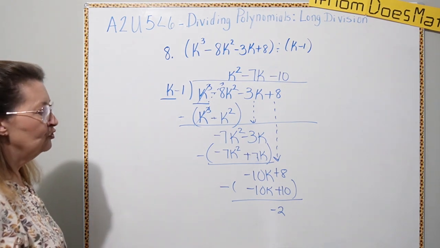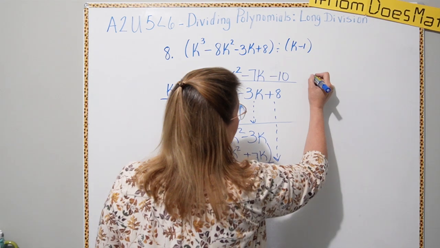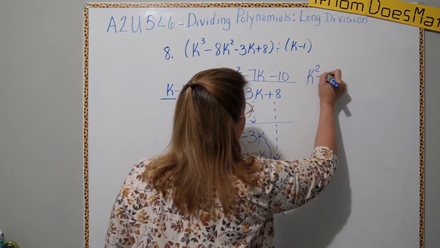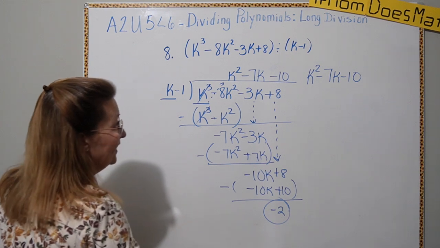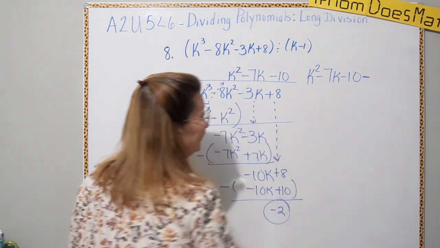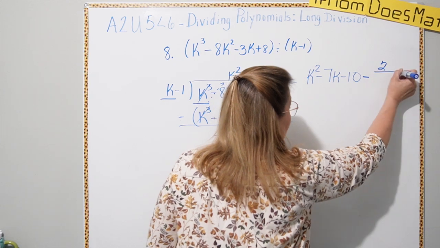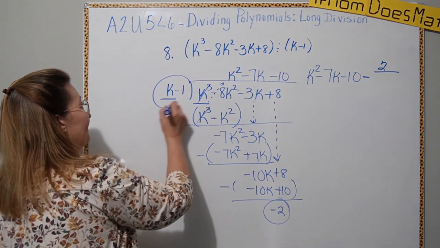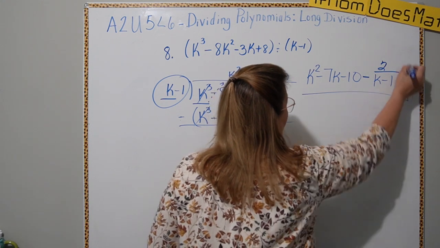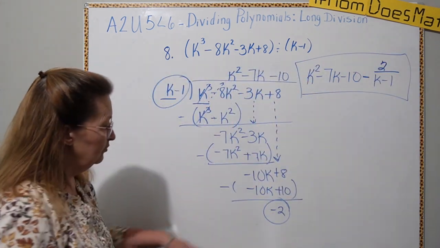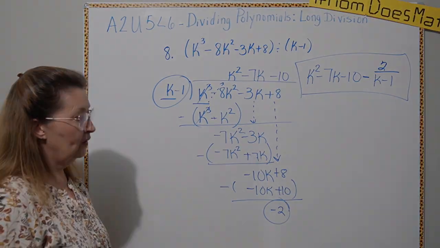So this is how you write your remainder. I'm going to come over here to the side. We're going to have all this for our final answer. K to the second minus 7k minus 10. You take your remainder, whatever sign it has, that's what goes there. Then your number becomes a numerator, and this is your denominator, whatever number that is, or whatever polynomial. Okay, so it would be minus 2 over k minus 1.